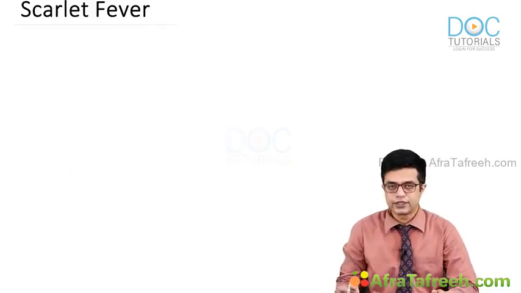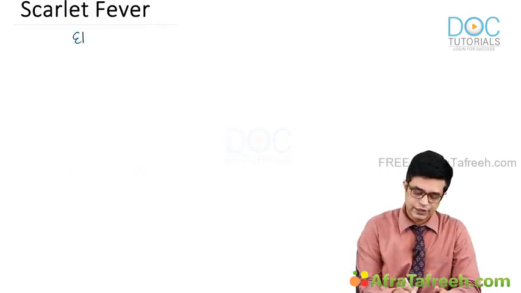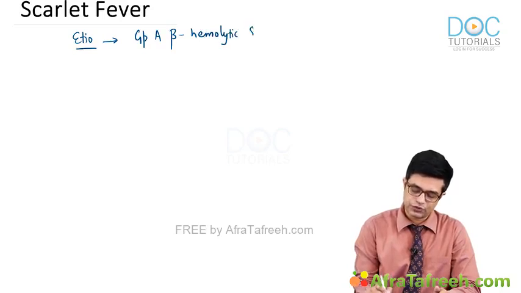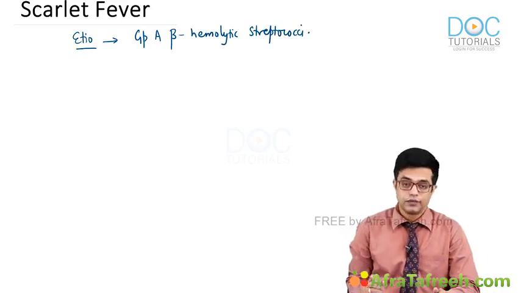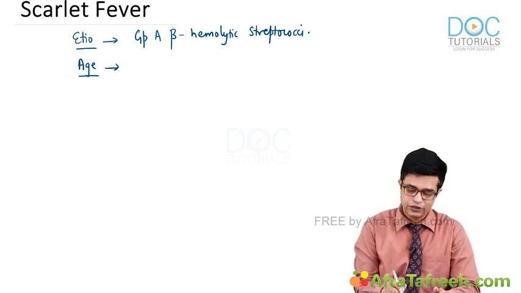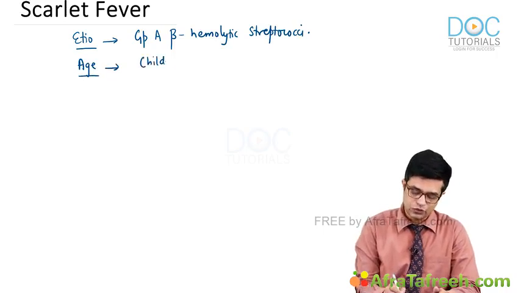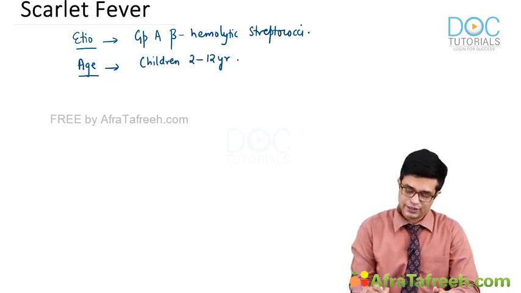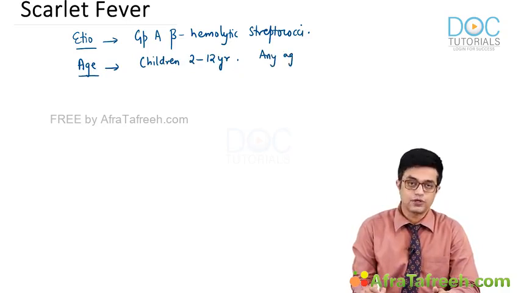The next infection is scarlet fever. Scarlet fever is caused by group A beta hemolytic streptococci. That is, Streptococcus pyogenes is considered to be the most common cause. What is the age group during which scarlet fever happens? It can happen at any age, but children between the age group of 2 to 12 years are most commonly affected, but it can occur at any age. This is something that you should remember.